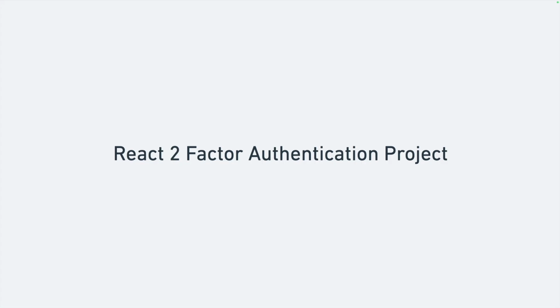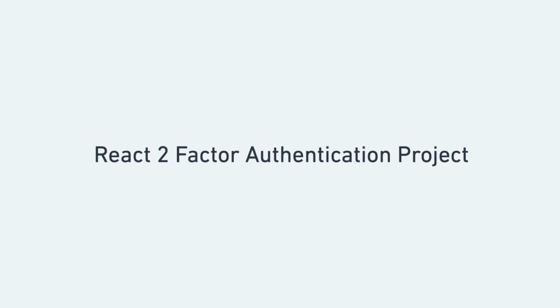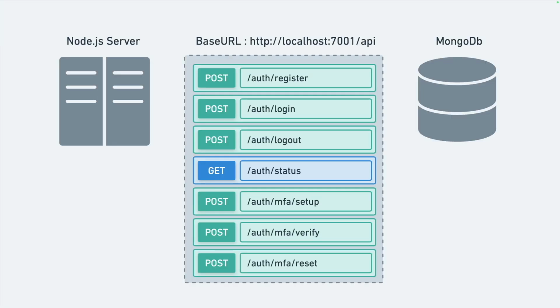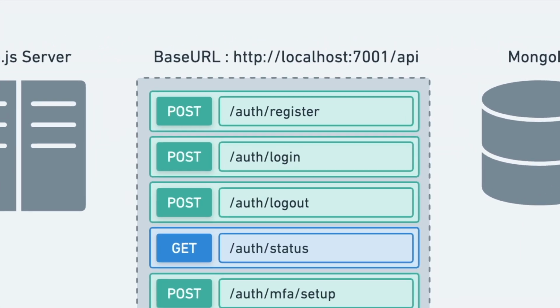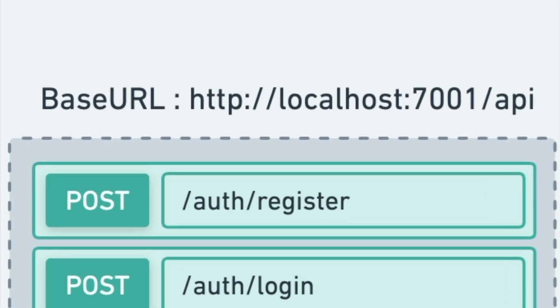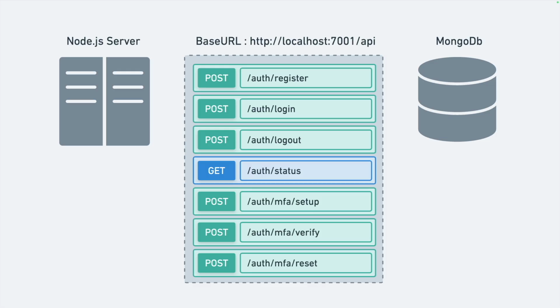Alright guys, before we go to Visual Studio Code and start building our React application, we first need to understand what APIs we already have and are going to make use of. For this React two-factor authentication project, these are the APIs that we built in our previous video, where we built this two-factor authentication system using Node.js. We exposed all these APIs, and this is the base URL, http://localhost:7001/api, and here is the list of the APIs that we can use to build our React 2FA project.